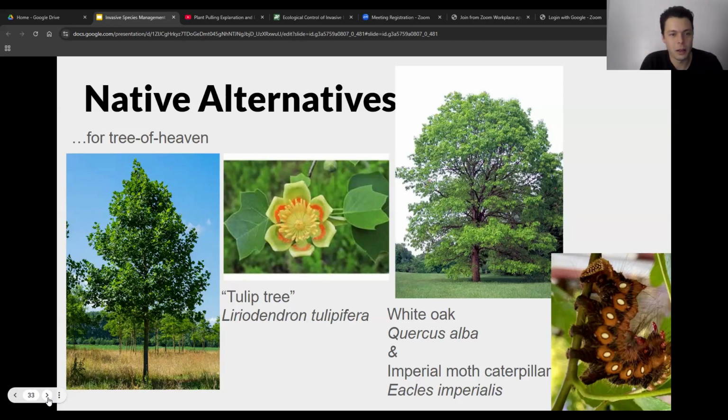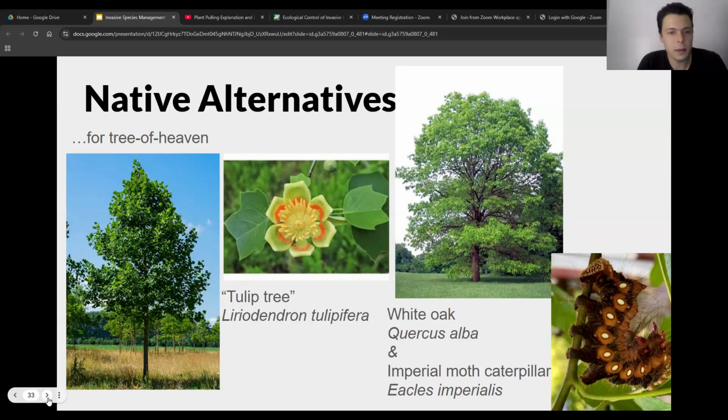Tulip tree, Liriodendron tulipifera. This is why I hate common names, because it is neither a tulip nor a poplar, because the other name is yellow poplar or tulip poplar. It's not related to tulips. It's not related to poplars or aspens or cottonwoods, which are all part of the poplar genus. It's called tulip because the silhouette of the leaf is reminiscent of a tulip.